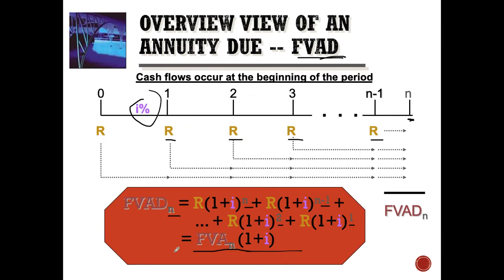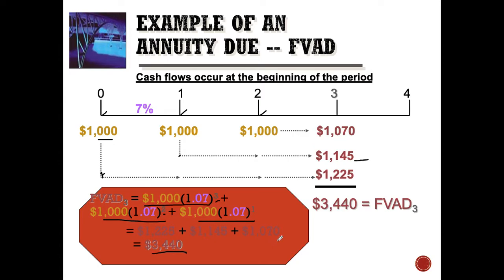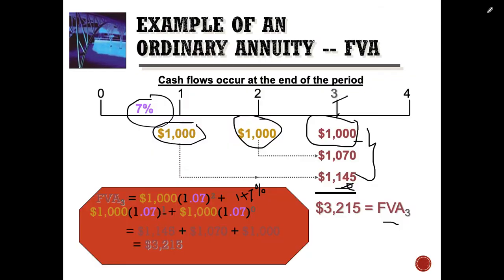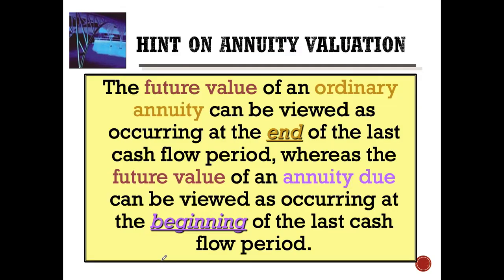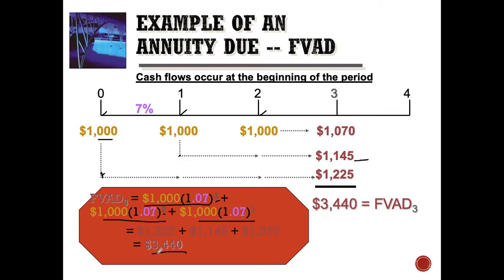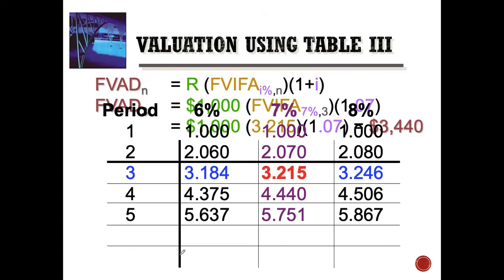You can also use this formula: future value annuity multiplied by 1 plus I. So if you use this formula, use this result, 3215 multiplied by 1 plus 0.07, and the result should be here. This is valuation using the table, and the result should be the same.